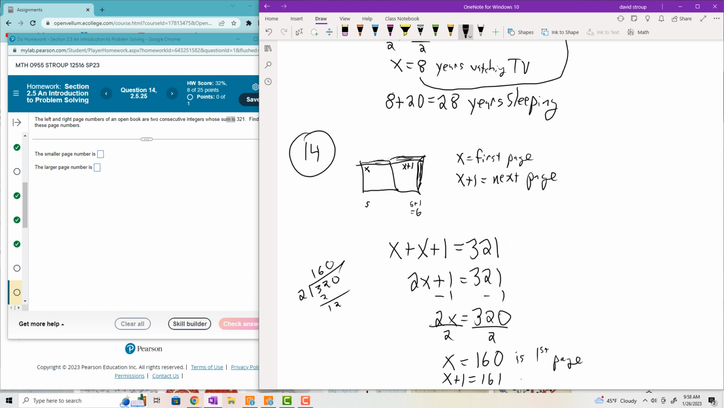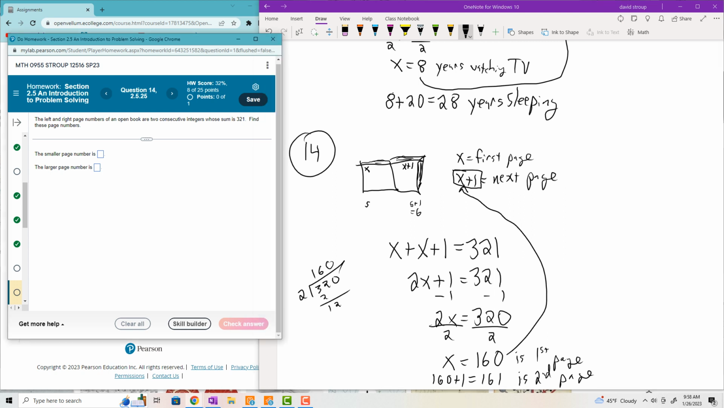You just add 1 to it. So again, you're kind of back substituting into the equation. How did I get 161? Well, I just took 160 and plugged it in for x into the second expression. I wrote x plus 1, but it's really 160 plus 1, and that's equal to 161, and that's the second page. I'll go ahead and check it just to make sure. Okay, great.